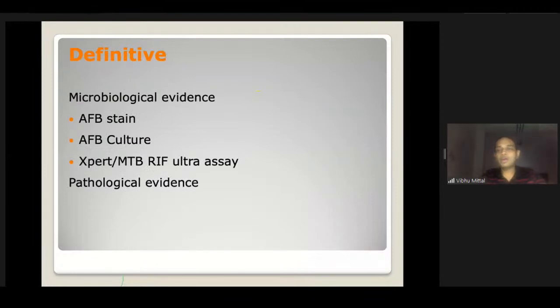Microbiological evidence. This is the gold standard for diagnosing tuberculosis. Unfortunately, in abdominal tuberculosis, we don't end up finding this. But let's talk about this first. So AFB stain, AFB culture, and MTB/rifampicin Ultra assay. These are the things I'll be comparing.